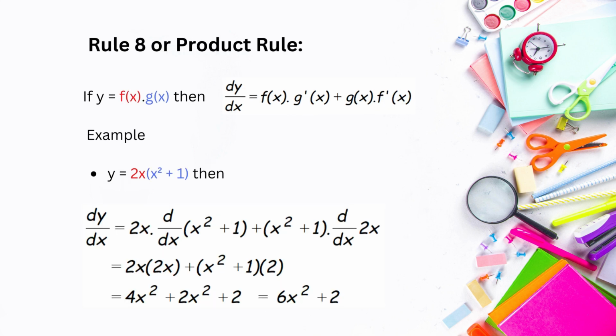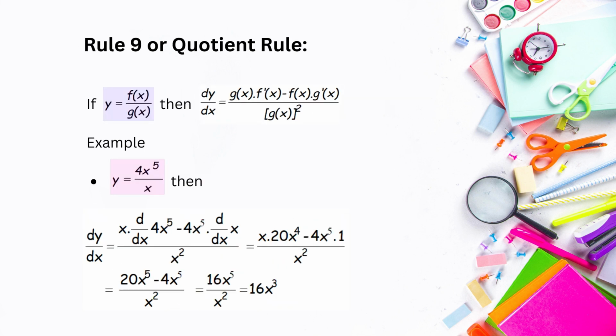Rule 8 or product rule, if y equals f(x) times g(x), just differentiate following the formula given. For example, 2x in brackets x to the power of 2 plus 1, 2x becomes f(x) and x to the power of 2 plus 1 becomes g(x). Rule 9 or quotient rule, if y equals the fraction of f(x) over g(x), then just follow the formula given.